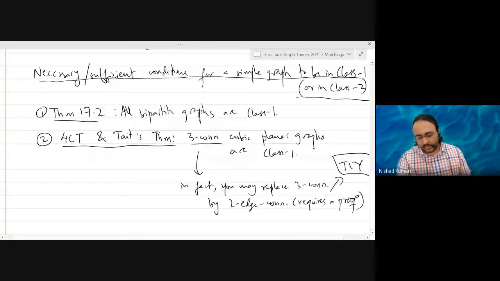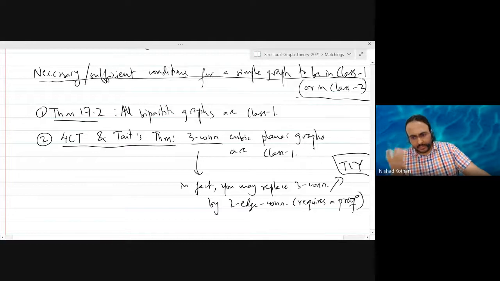So you assume that three connected ones are in class 1, and using that, you try to prove that three connectivity is not really required. Two edge connected is actually sufficient.